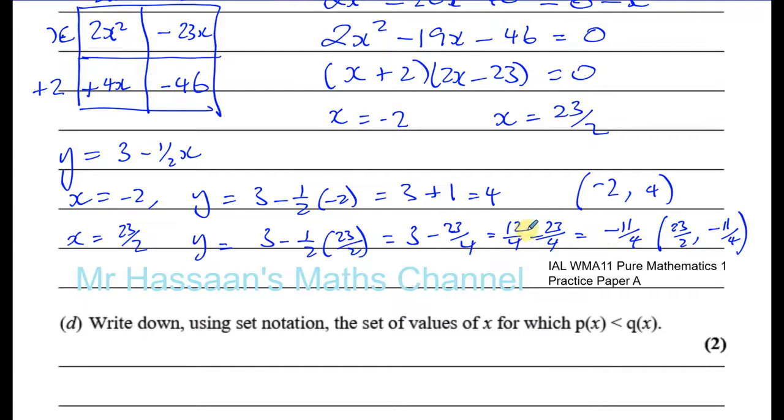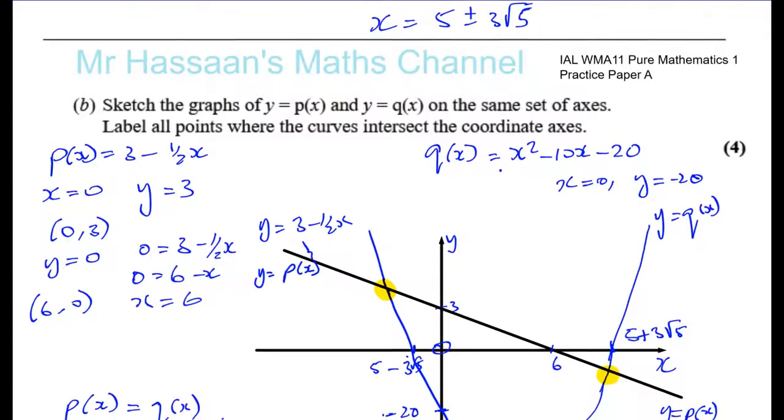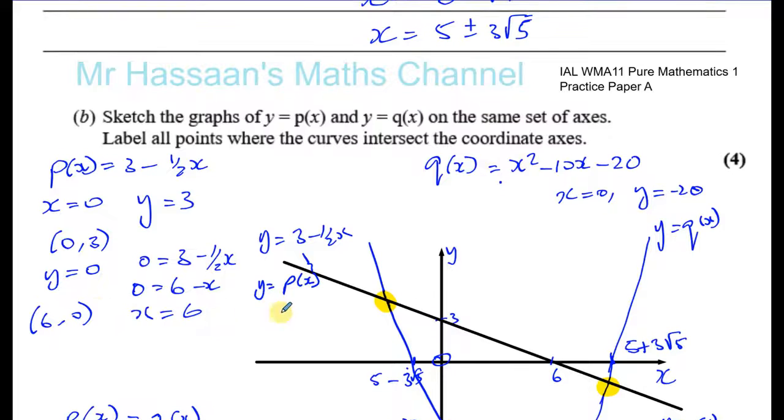Yeah, that's negative 11 over 4. So there are the 2 points where they intersect: 23 over 2, minus 11 over 4, and minus 2, 4. And that kind of fits into what we saw here in terms of the values where they intersect. One is when y is positive, the other one when y is negative.